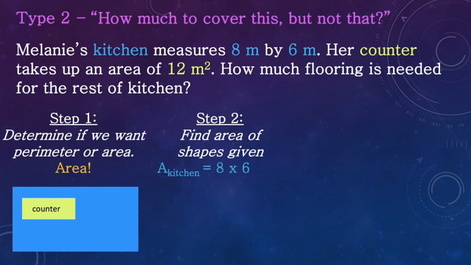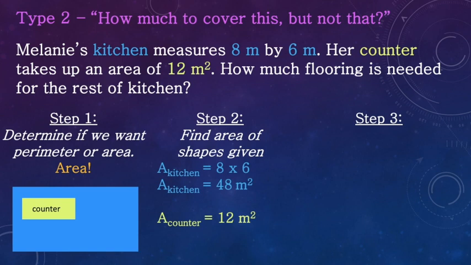So the area of the kitchen, since it's a rectangle, is base times height, 8 times 6 in this situation. Multiply that and we get an area of 48 meters squared. Now the counter, luckily for us, is already given as 12 meters squared. So we kind of saved that step. In some questions, you might have to actually calculate that area. So that's not too complicated.